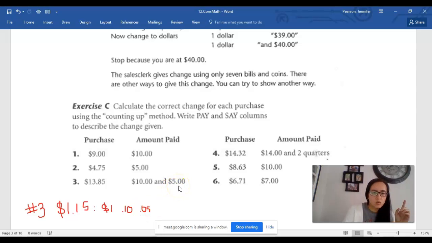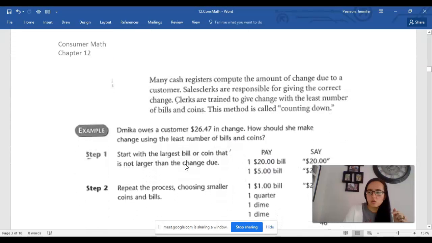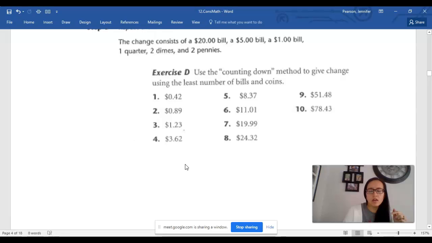So you can do the remaining 5 questions the same way. If I jump to question D, that was the next one that was asked about, I'm actually going to just have you do the exact same thing. Don't worry about the counting down method. Just if this was the change that someone was due, how would you give them that change? So question 1 says 42 cents. If I needed to give someone 42 cents, I would give them a quarter.